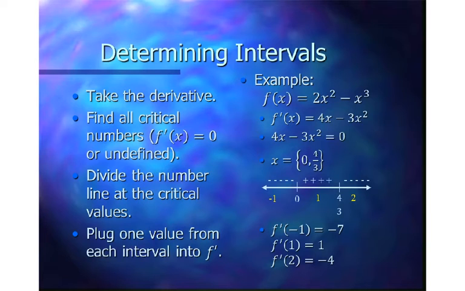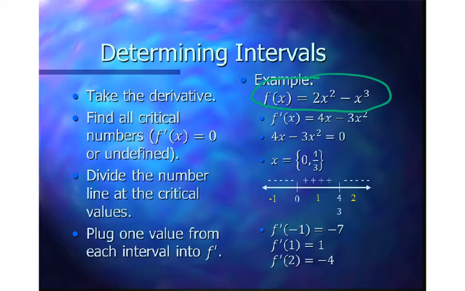2x squared minus x cubed is our function. If I take the derivative, again, that's pretty easy. That's 4x minus 3x squared. I set that equal to 0, and when I do that, I get x could be either 0 or 4/3. Now, I would also want to consider any places where the function is undefined, but of course we know a polynomial function is defined for all real numbers. So we don't have to worry about undefined. We've got these two places where the derivative is equal to 0. That's at 0 and positive 4/3.